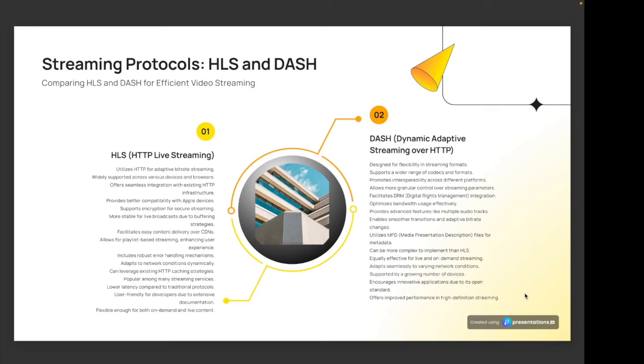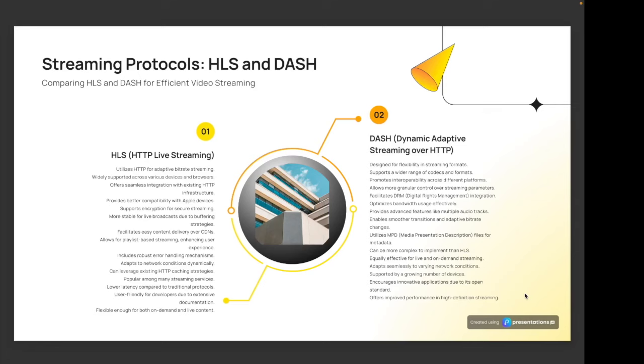HLS and DASH are widely supported streaming protocols that provide adaptive bitrate streaming, ensuring that users with different internet speeds also receive the best possible quality. They work by splitting video into small chunks, adjusting quality based on the user's connection.